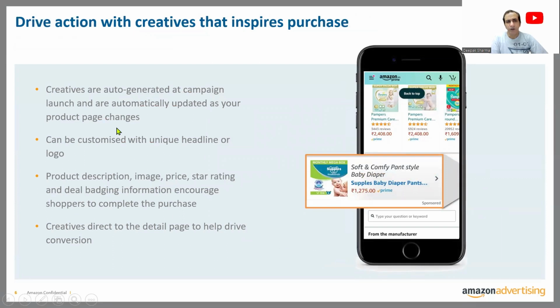As we can see, the creatives are auto-generated at campaign launch and automatically updated as product pages change. They can be customized with a unique headline and logo. There is a product description, image, price, star rating, as we have seen in the product image in the previous slide, and deal badging. Creatives direct to the detail page to help drive the conversion.